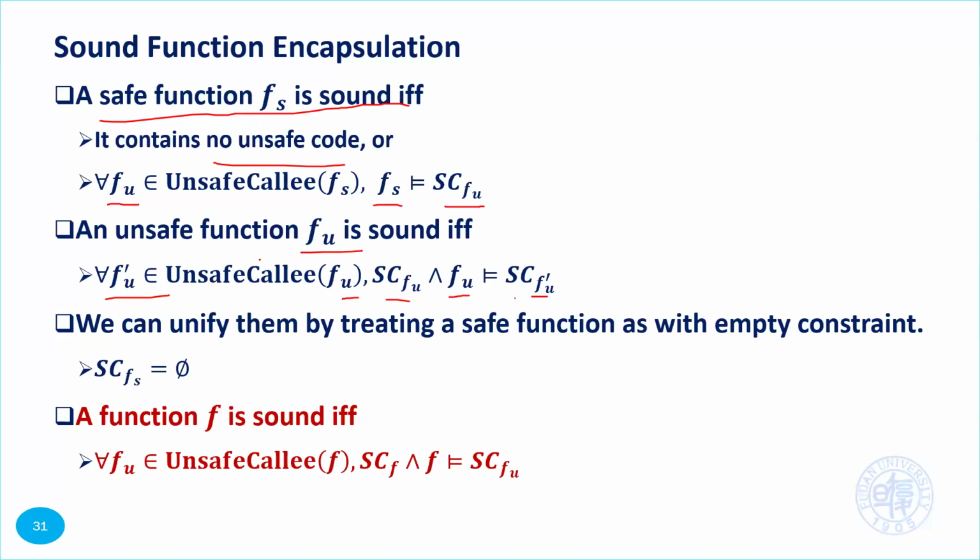We can unify the two encapsulation standards into one by treating a safe function as having an empty constraint. So we say a function is sound if, for all the unsafe callees of the function, given the safety constraint of the function, the safety constraints of all unsafe callees are satisfied. Then we can ensure the soundness of the function, no matter whether it is safe or unsafe.